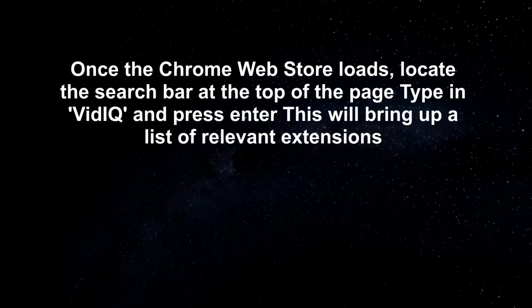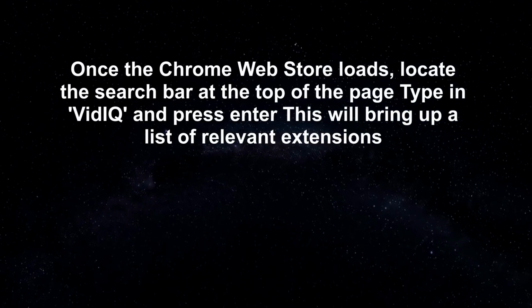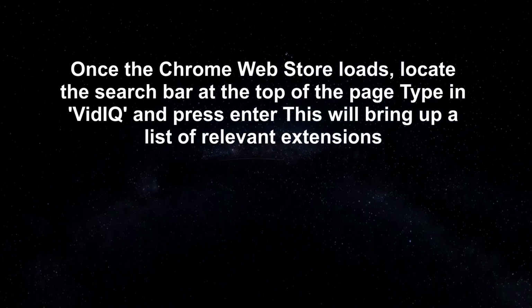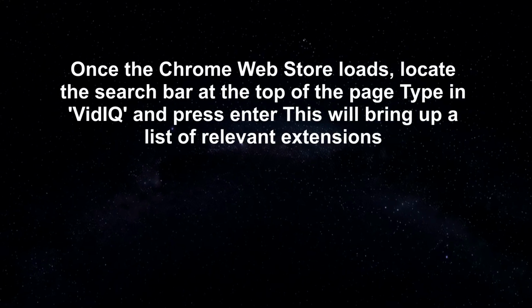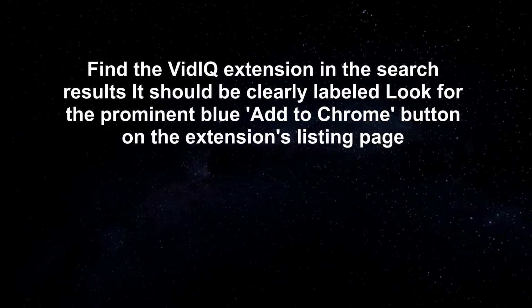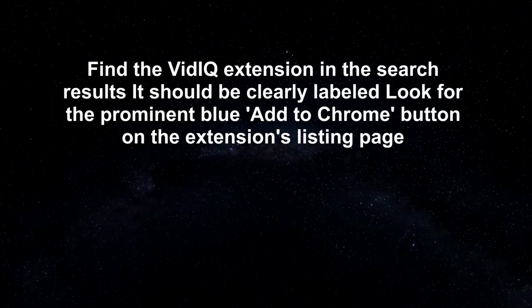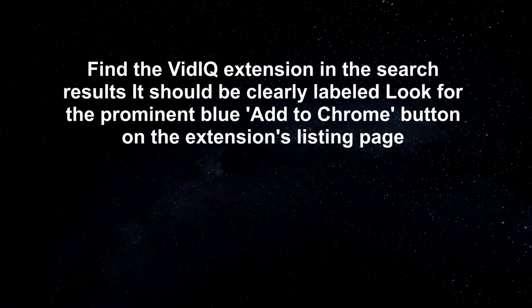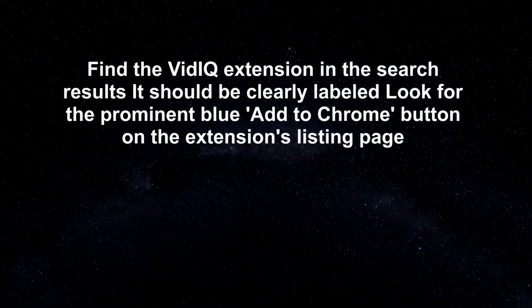Once the Chrome Web Store loads, locate the search bar at the top of the page, type in Vidiq, and press enter. This will bring up a list of relevant extensions. Find the Vidiq extension in the search results. It should be clearly labeled. Look for the prominent blue Add to Chrome button on the extension's listing page.